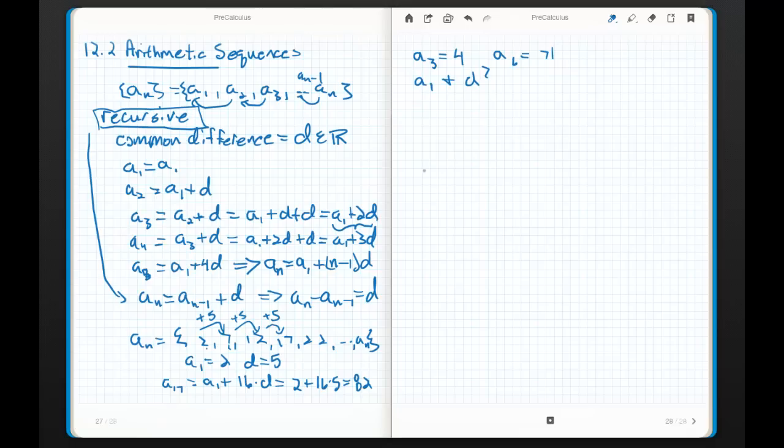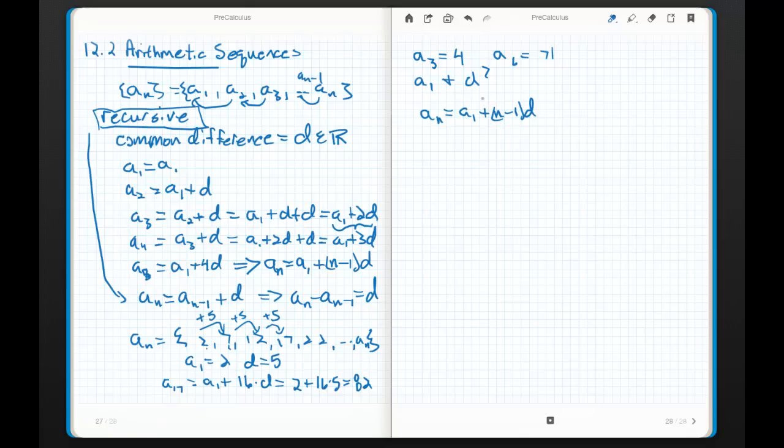What are they? Well, how can I figure that out? Can you think about it? Well, let's think about this. I know that a sub n is equal to what? It's always equal to a1 plus n minus 1 times d. Agree with that? Now, I don't have very much information here, do I?